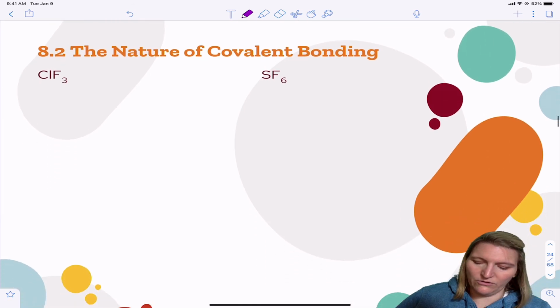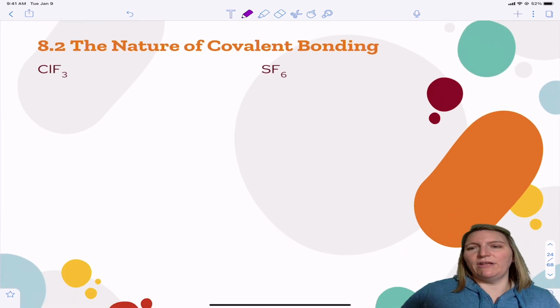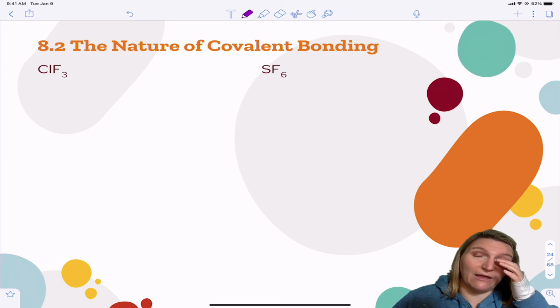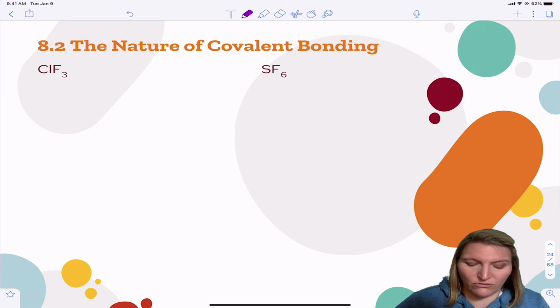Okay, there are 2 more of these. This is a great chance for you to pause the video and do out these Lewis dot structures. Remember, any leftover electrons just go on the central atom.